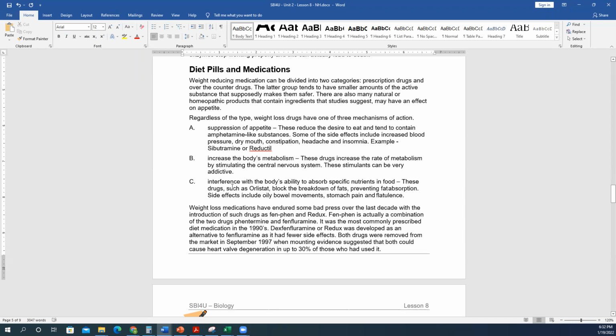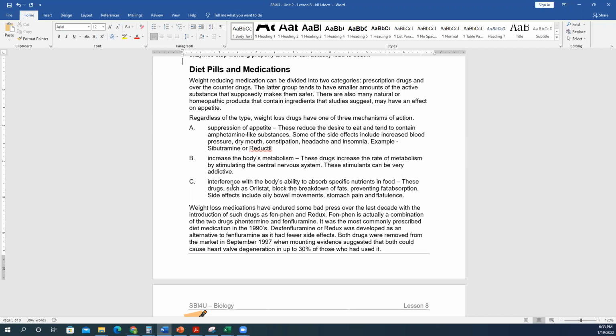The second category is the type that acts by increasing the body's metabolism. These drugs tend to increase the rate of metabolism by stimulating the central nervous system. So these stimulants, as a result of their action on the central nervous system, can be very addictive, very habit forming. Then thirdly, there are the ones that interfere with the body's ability to absorb specific nutrients from food. These drugs, such as orlistat, block the breakdown of fats and prevent the absorption of fats at the intestines.